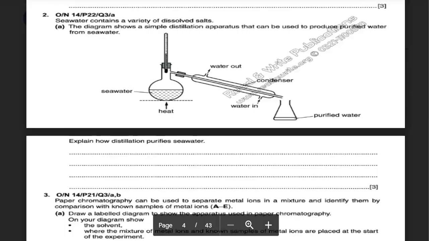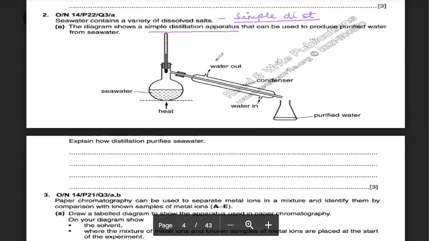Now what will happen in this question is, we can see this apparatus. This question is related to simple distillation. This is a simple distillation setup because there is no fractionating column here. The sea water contains a variety of dissolved salts. The diagram shows a simple distillation apparatus setup that can be used to produce purified water from the sea water.